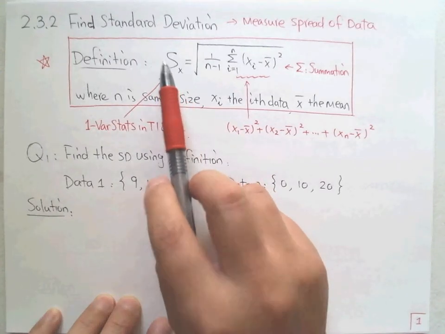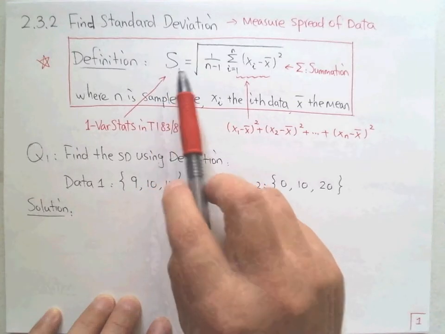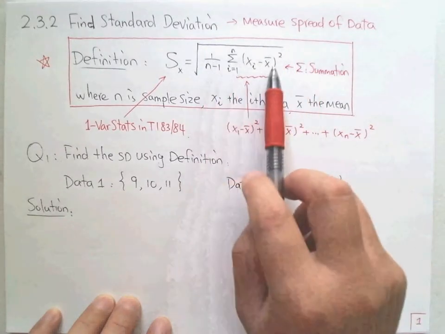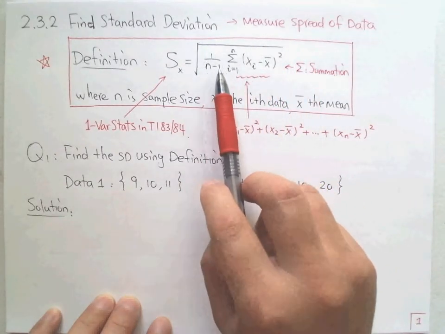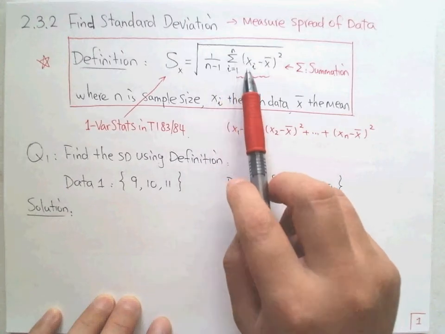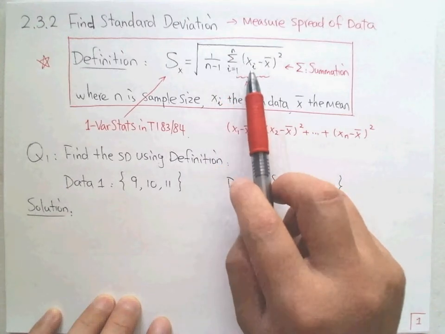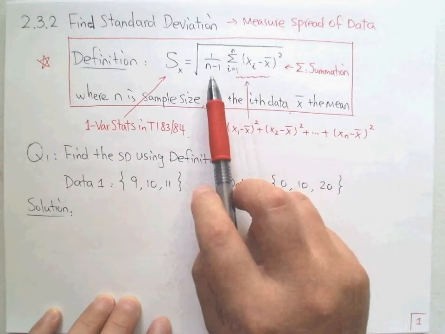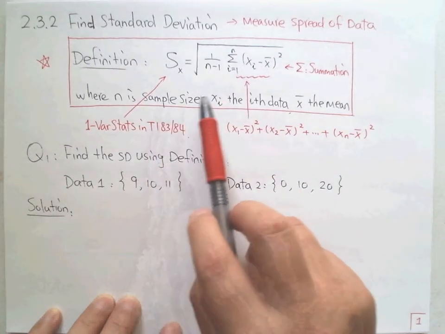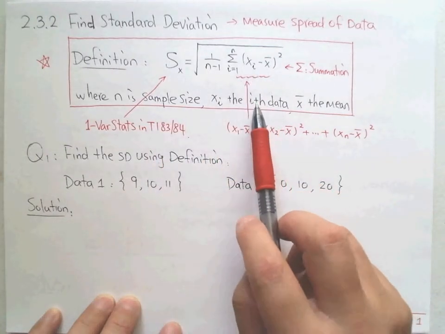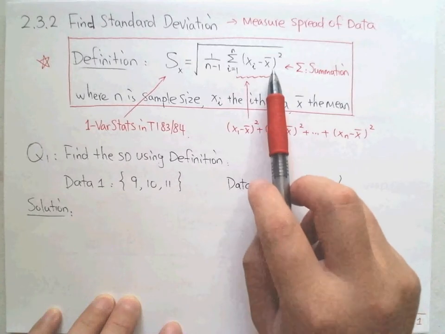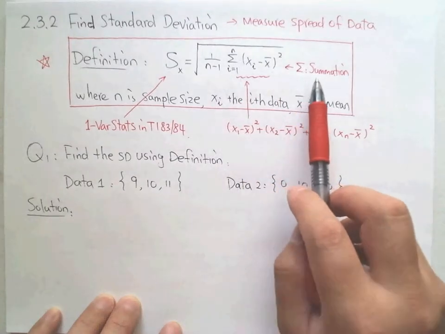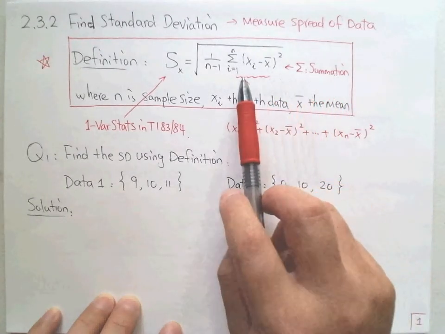The definition is here: the square root of, and the inside is 1 over n minus 1 times sigma i from 1 to n, and each term is xi minus x bar squared. What does this formula mean? First, n is the sample size, xi is the ith data value, and x bar is the mean of your data. What does this sigma mean? This sigma we call the summation. Summation means add all the terms together, the sum of all the terms.